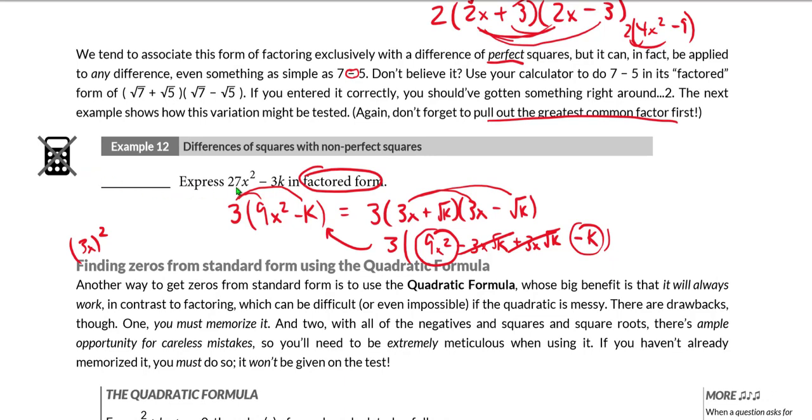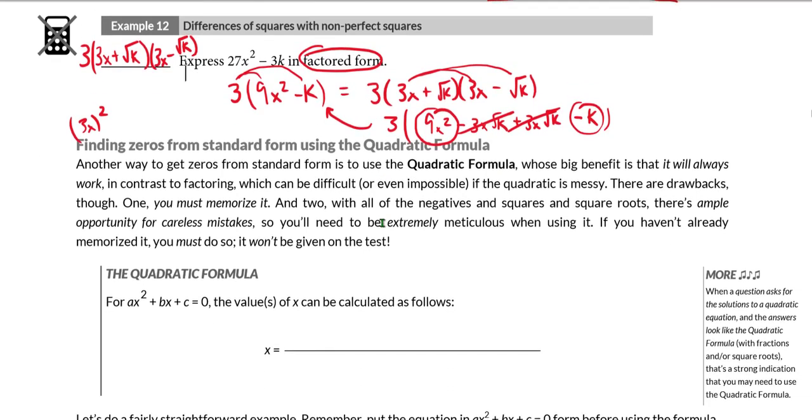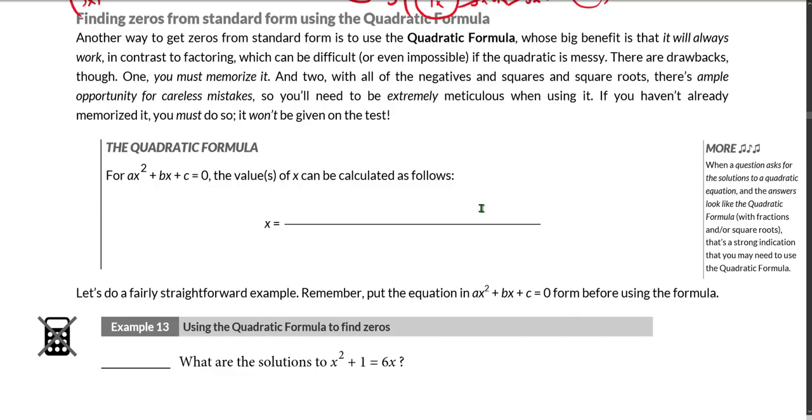So 27x squared minus 3k can be factored using differences of squares and that difference of squares pattern into this. And we are done. So those are the ways that we will deal with ax squared plus bx plus c form when either the bx or the c is missing.